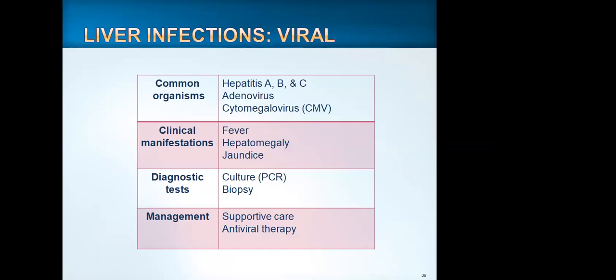Other infections we see in the liver: so far we saw GVHD, iron overload, transaminitis, and SOS. Now some of the viruses which affect the liver: generally hepatitis A, B, C, adeno, and CMV. The clinical manifestations are fever, hepatomegaly, and jaundice. For diagnosis, a PCR test is done if needed. Biopsy is a very rare requirement. Management is supportive care, and antiviral therapies are used.